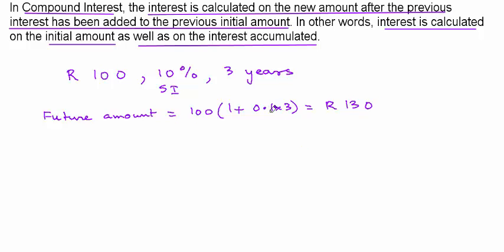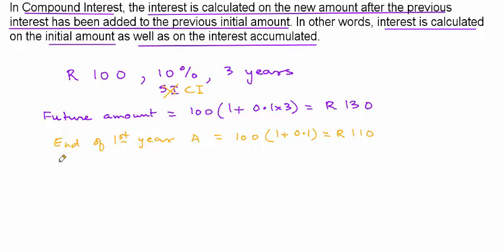0.1 times 3 is 0.3. Add 1, you get 1.3. 1.3 times 100 is 130. I just did that all in one single step. Now, if the same money is deposited at the same rate for the same time period, but this time the rate of interest is compounded, it would mean that at the end of the first year, the future amount, let me just write that as A, is equal to 100 times 1 plus 10% is 0.1. So this is going to be 110 Rand.